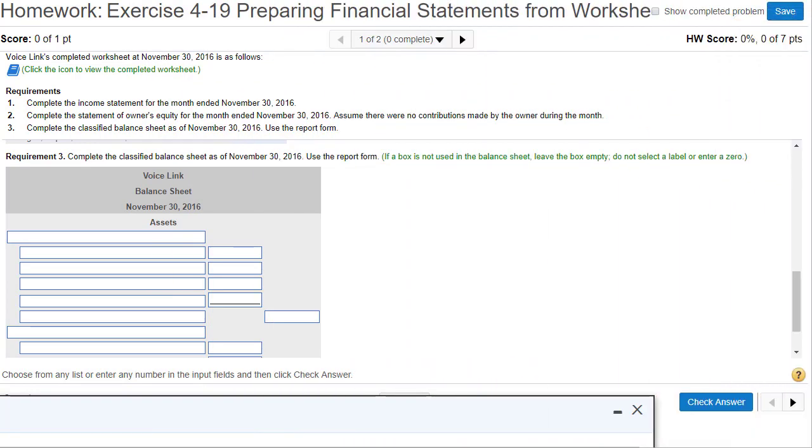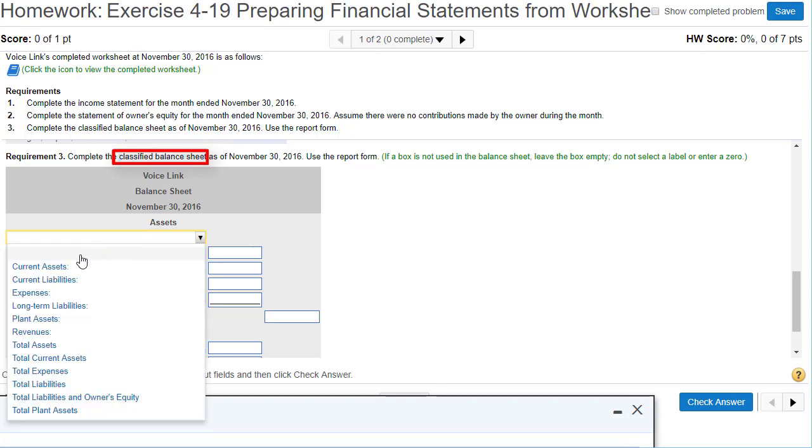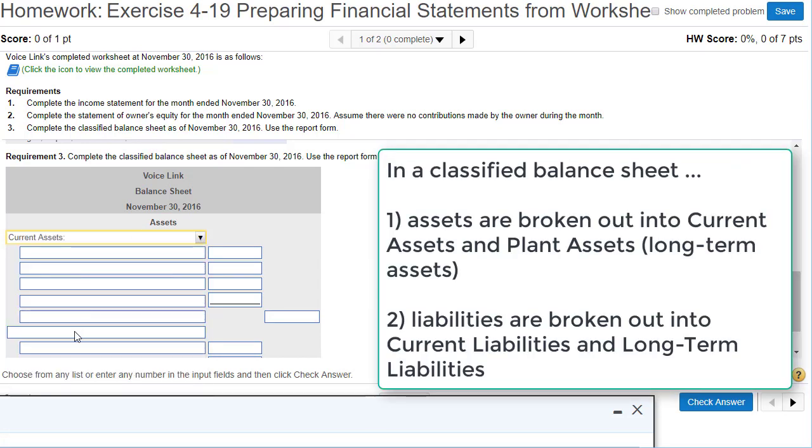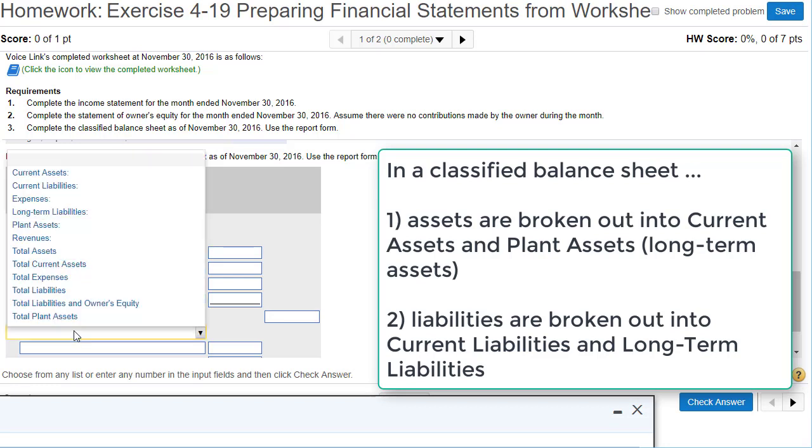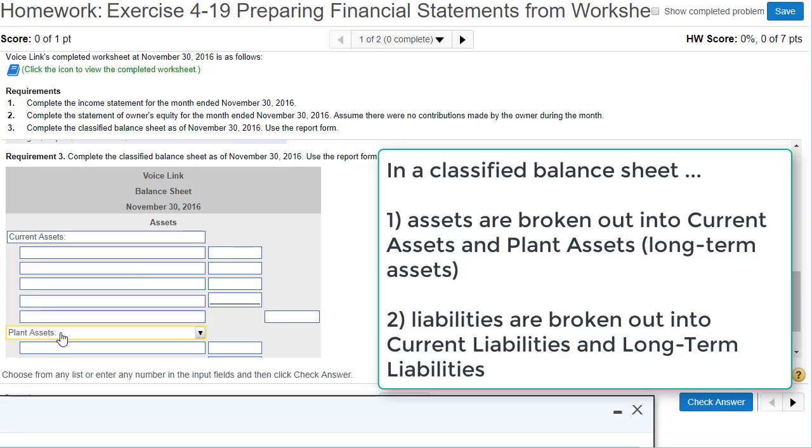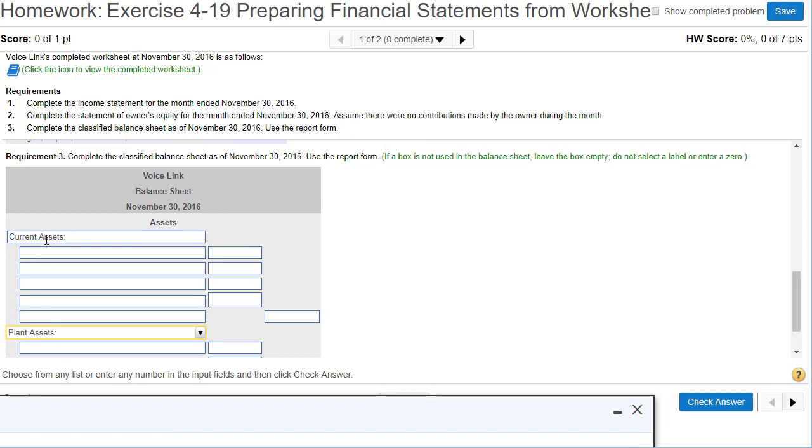But now we're going to do a classified balance sheet. Classified balance sheet just means they're going to break out the assets into current assets and then long-term assets, though no one ever calls them that. They're usually called plant assets, or property, plant, and equipment, or fixed assets. Current assets are assets that you expect to be used up or turned into cash within the next 12 months. Plant assets are assets that are going to last longer than 12 months, such as your building, your equipment, your vehicles, etc.